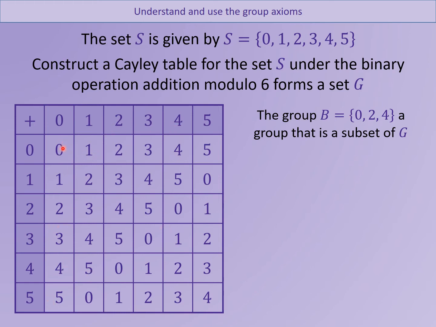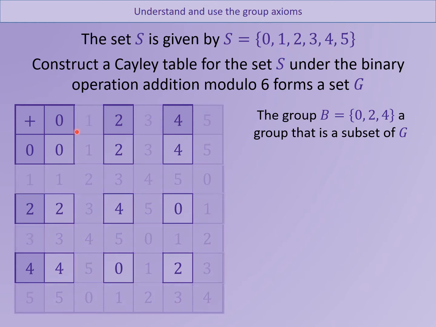Now notice that 0, 2, 4 is actually within this original set. In fact, it was a subset. 0, 2, 4 is a subset of S, isn't it? And we notice that because it's a subset and it's also a group, then B is called a subgroup of G. So not all subsets are subgroups.